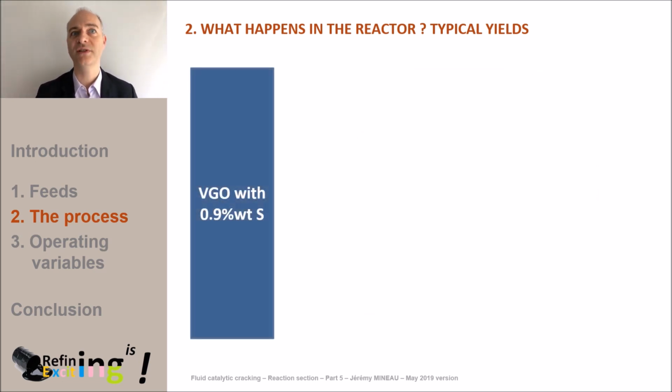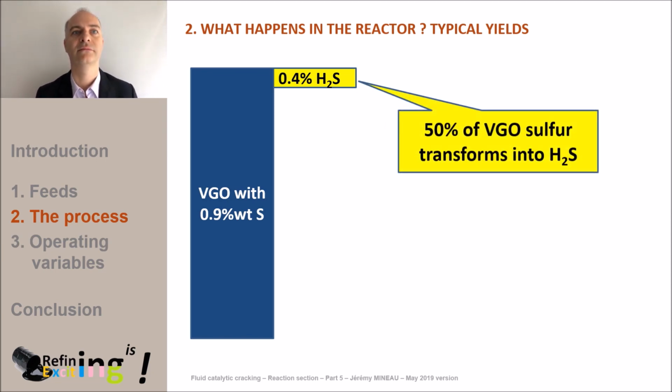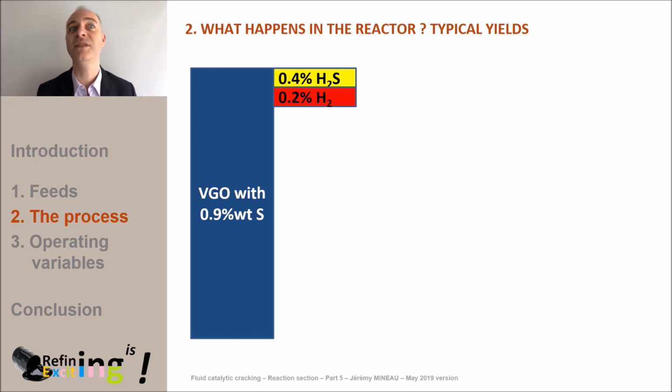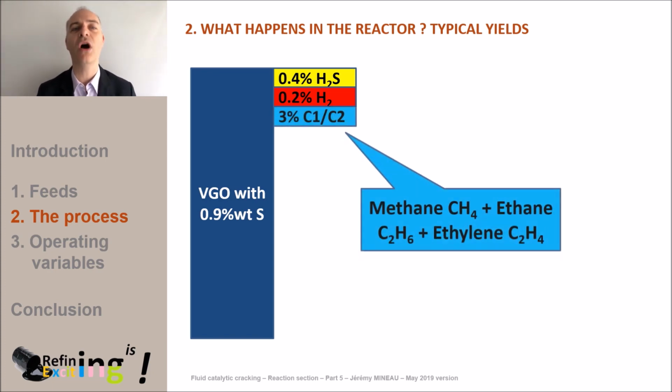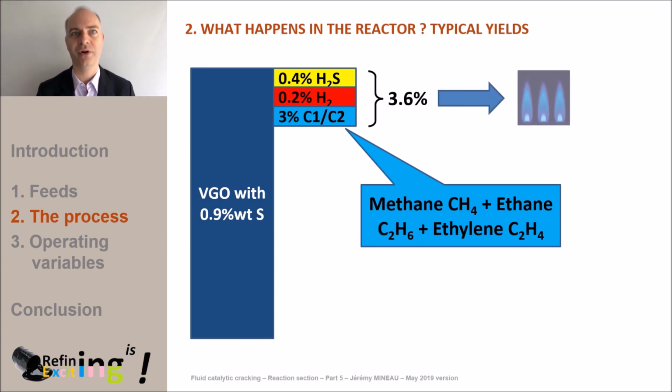First, some of the VGO sulfur is converted into H2S. You can see in the table that about 50% of the VGO sulfur is transformed into H2S. Then we see that we produce a small amount of hydrogen, about 0.2% by weight of the fresh feed. Then methane is produced, and a little ethane and ethylene, about 3% by weight of the fresh feed. This mixture of H2S plus C1 plus C2 will be routed to the refinery fuel gas network and ultimately burnt in refinery furnaces.